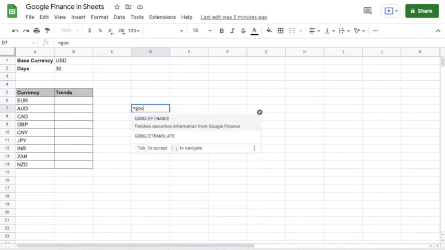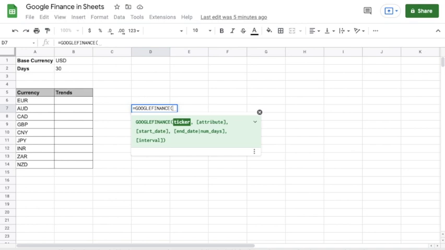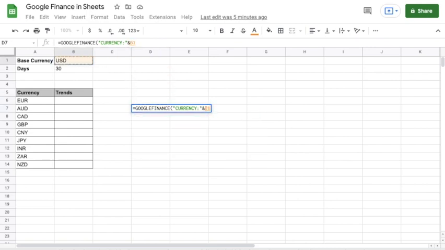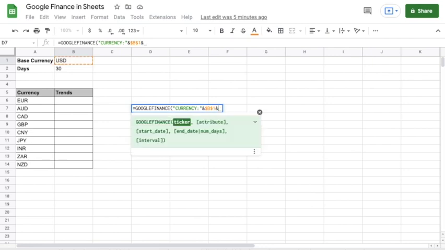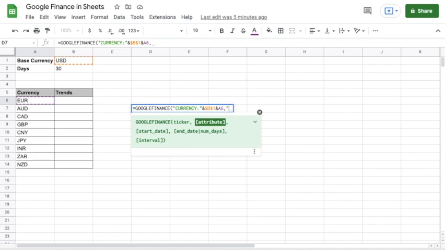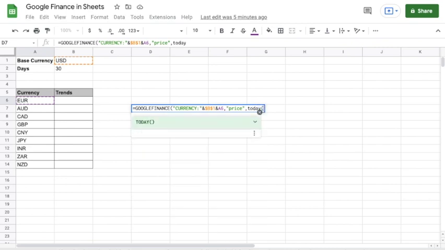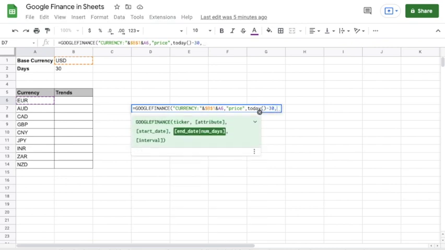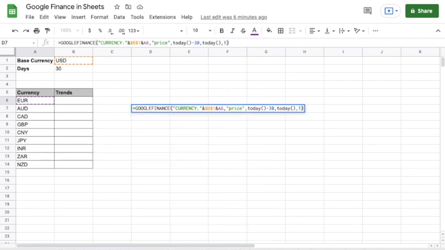So let us start by finding the historical price of USD versus the other currency, and here the ticker would be currency colon, followed by the base currency, which is USD, followed by the currency against which we want to see the trend, and again we want to see the price movement, followed by start date, which can be today minus 30 days, and the end date would be today, and we want to know the price every day.